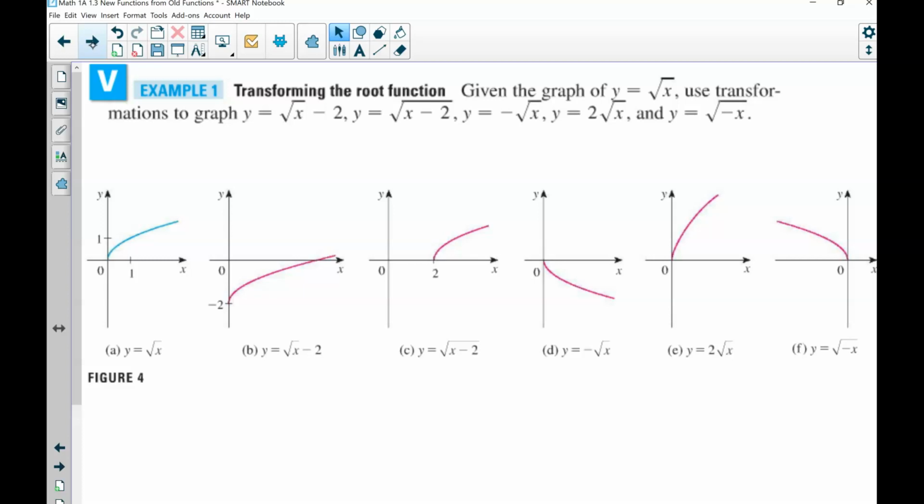The next function, you have y is equal to 2 times the square root of x. And what you've done is you've stretched the graph vertically by a factor of 2. And the last one, you have y is equal to the square root of negative x. And x being the input is now negative, so therefore it's reflecting the graph about the y-axis.